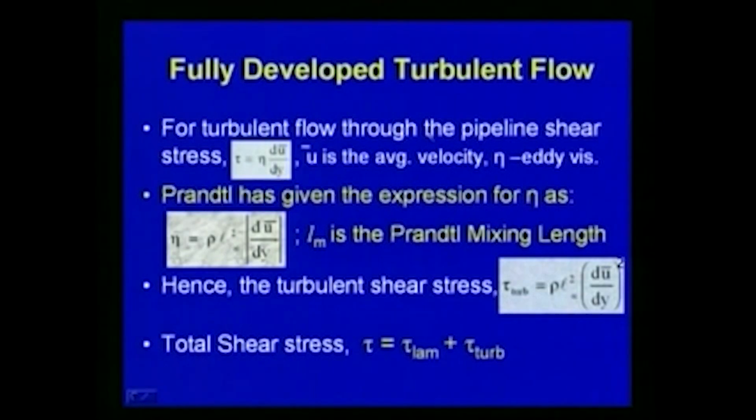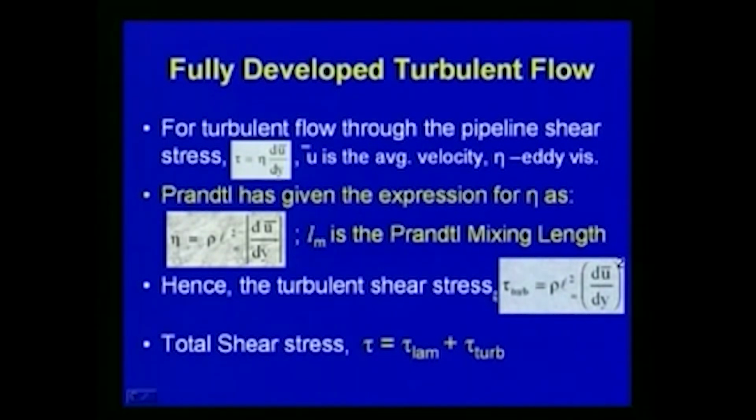So, if we consider turbulent flow through a pipeline, the pipe systems, and as far as shear stress is concerned, we have already seen earlier that we can represent the shear stress tau is equal to eta du bar by dy, where u bar is the average velocity and eta is the eddy viscosity. We have discussed these details earlier. Prandtl has shown that eta, the eddy viscosity, can be written as rho Lm square modulus of du bar by dy, where Lm is Prandtl's mixing length.